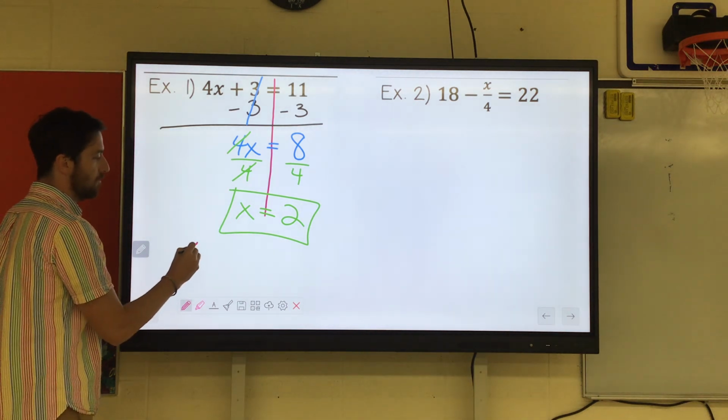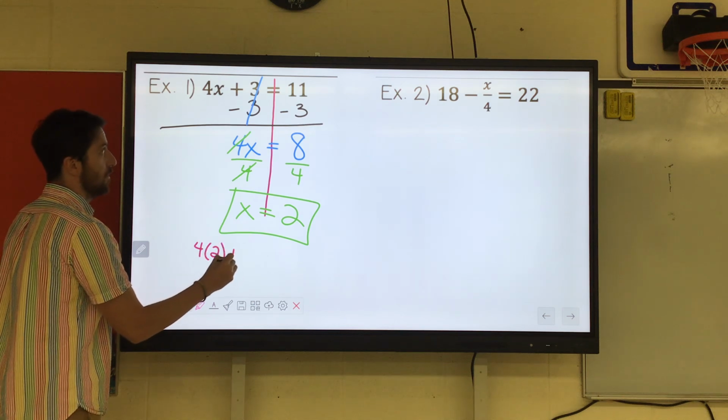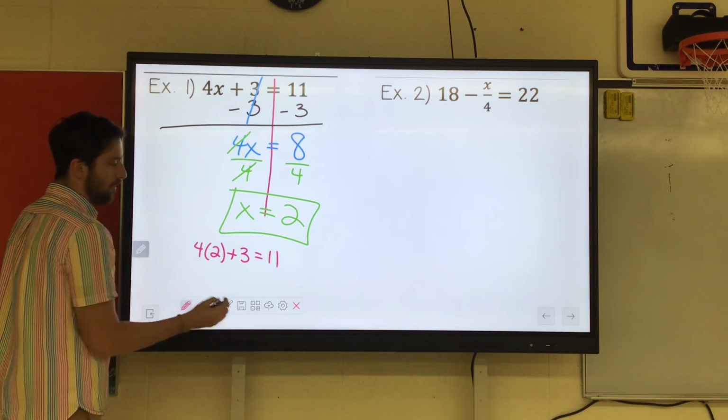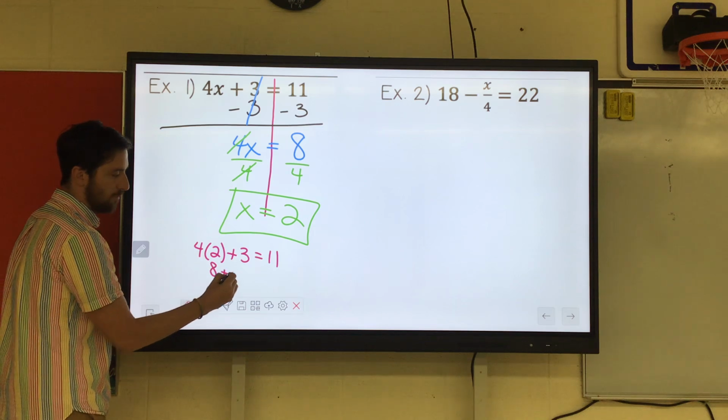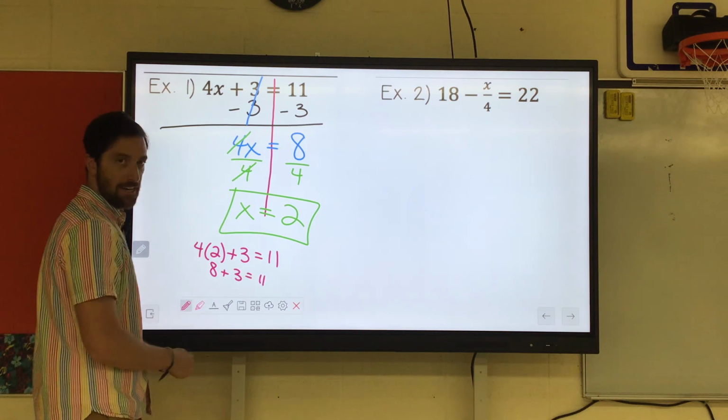Now you can give yourself a quick check in the original equation and make sure that works. So 4x means 4 times x plus 3 equals 11. 4 times 2 is 8 plus 3, that is indeed 11. Okay.